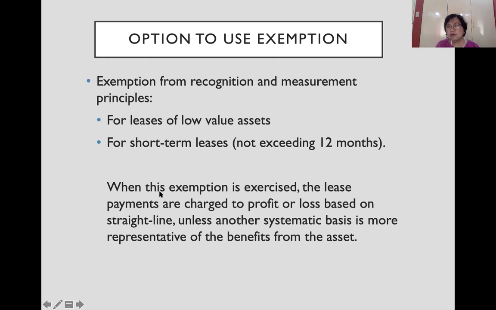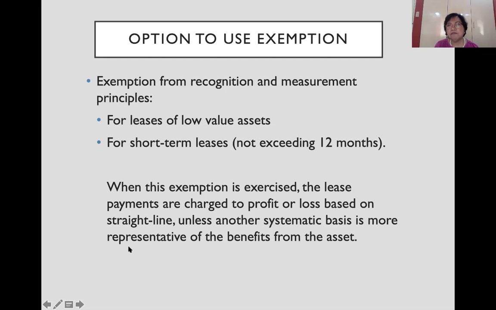So when this exemption is exercised, the lease payments are charged to profit or loss on a straight-line basis, unless another systematic basis is more representative of the benefits from the asset. When we use a straight line, even if the periodic payment is not uniform, still the total payment over the lease term will have to be divided equally over the lease period.